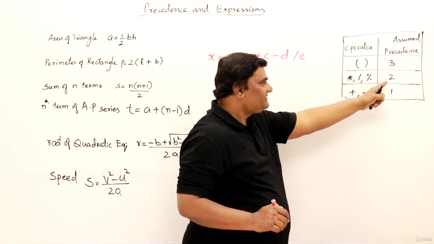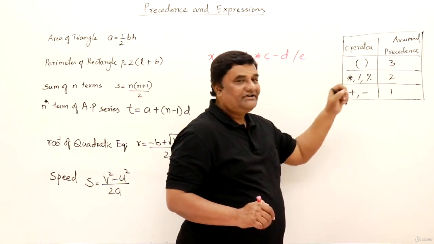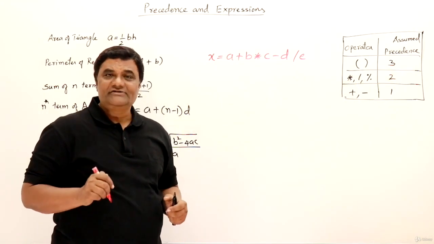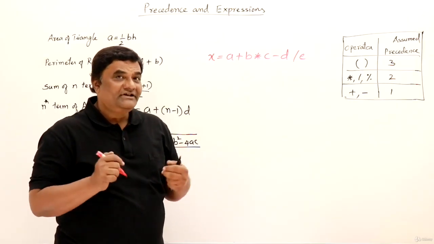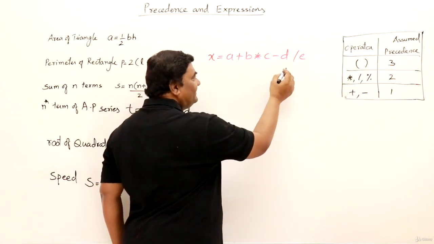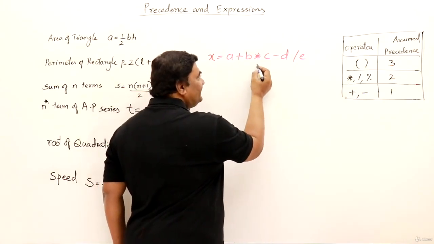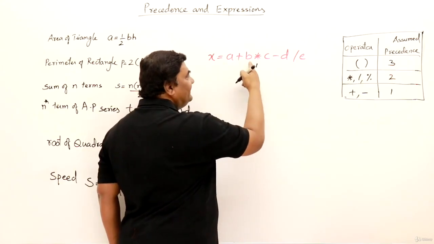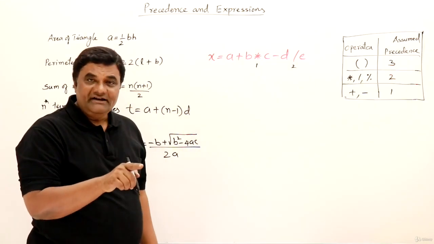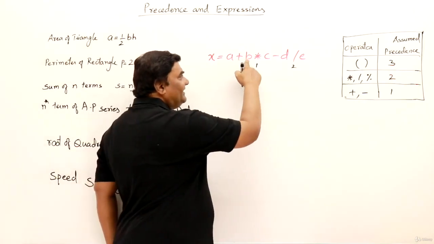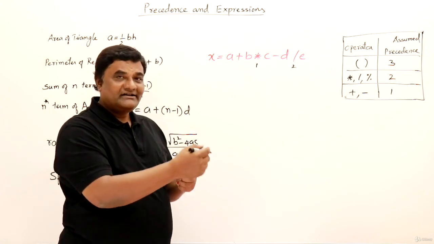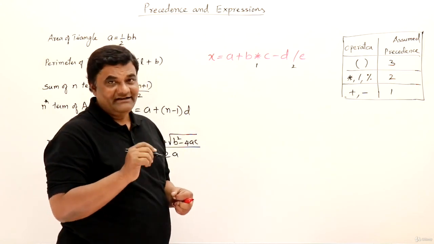Now, who has higher precedence? Multiplication and division have higher precedence. So in this expression, both are there. Then which one will get executed first? See, it will go from the left-hand side, left to right. So the first one executed is this one, and next is this one. First it will multiply, then it will divide. It means B and C will get multiplied, right? Then D divided by E. So this is how they are executed.